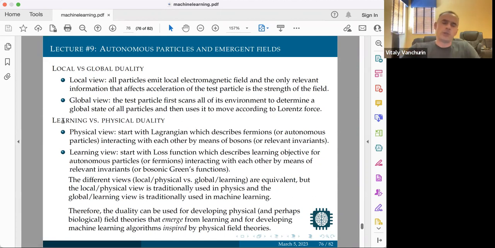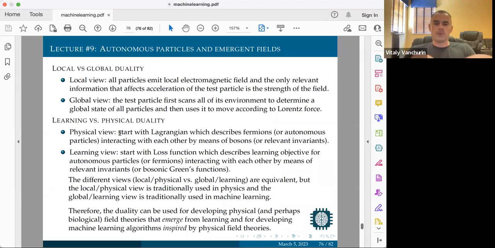Now, instead of only talking about electrodynamics, let's just generally think about how physicists think about the problem and how machine learning scientists think about the problem. So physicists, if you give them some particle bouncing around in a box, according to some laws, the first approach would be, well, let's look for a Lagrangian, which I will vary and then obtain equations of motion. Obtain equations of motion for fermions, for those particles, and also for bosons.